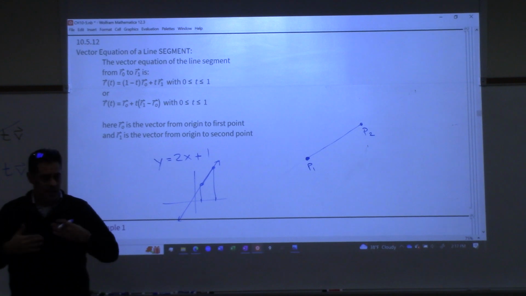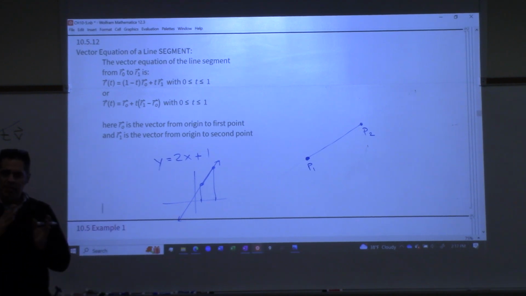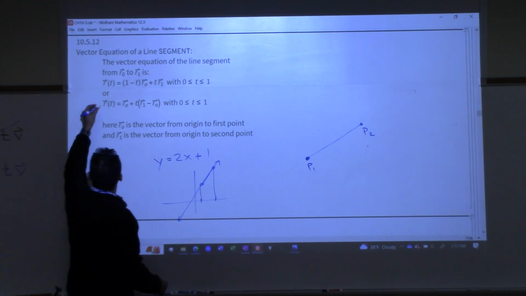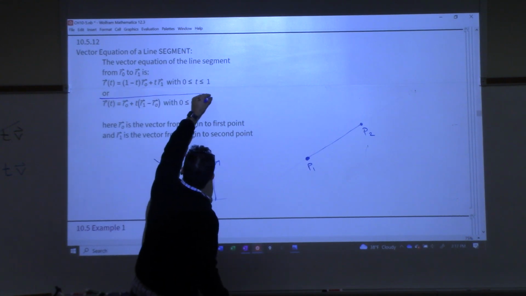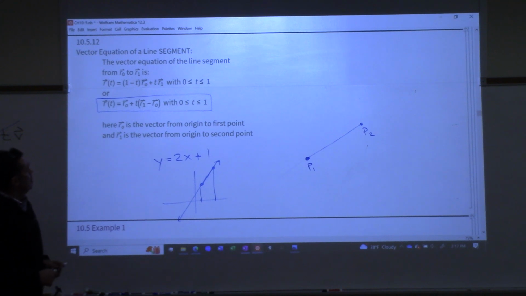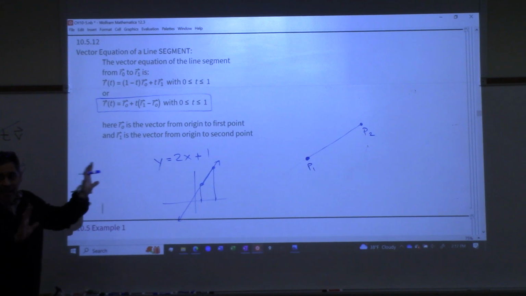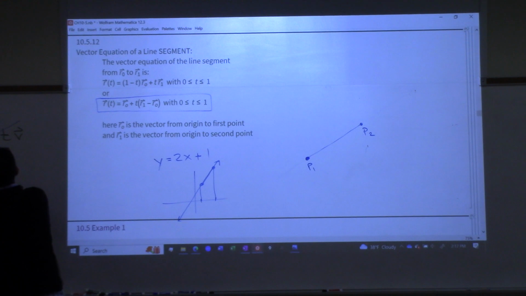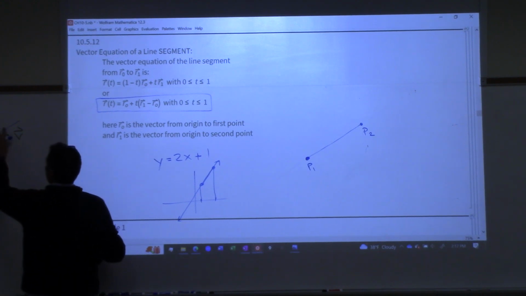Here, t is the variable, right? So how do we restrict t in order to create just the line segment? There are different ways to do it. The most intuitive way is to use this formula right here. There are 2 of them up there that I have written. This is the one that I'm going to use. There's nothing new here. This is exactly the same formula we've been using. It's this one right here.